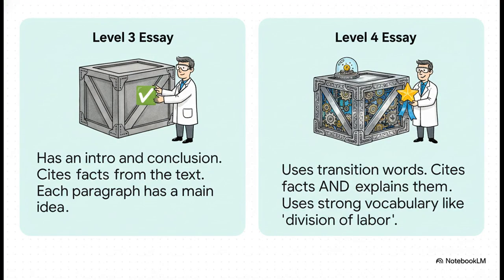Well, a good product, a level 3, it has all the right parts. It's got an intro, a conclusion, facts, it's solid. But an awesome product, a level 4, that's a step up. It uses transition words to make everything flow together. It doesn't just give you a fact, it explains why that fact is important. And it uses powerful vocabulary like productivity and urbanization. That's how you go from good to great.